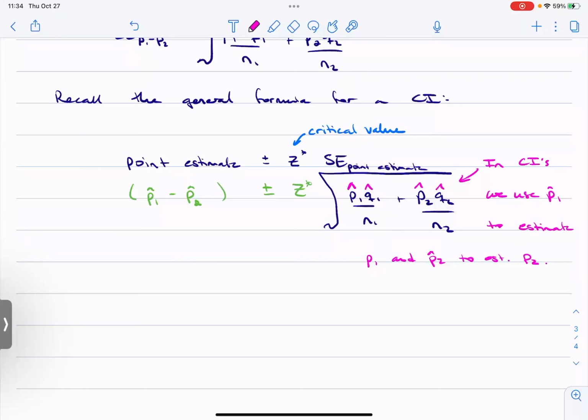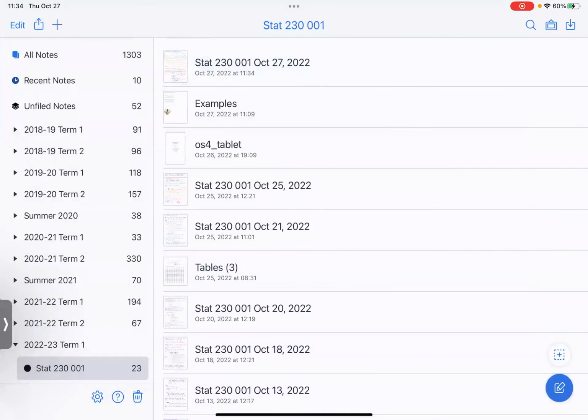Just be aware, just like in the one sample case, the standard error changes slightly when we move to a hypothesis test, because then I have some null hypothesized difference of proportions, and so then I would use that instead. But we're not there yet. Okay. Here's the formula that we're going to use. I think we're ready for an example where we apply this.